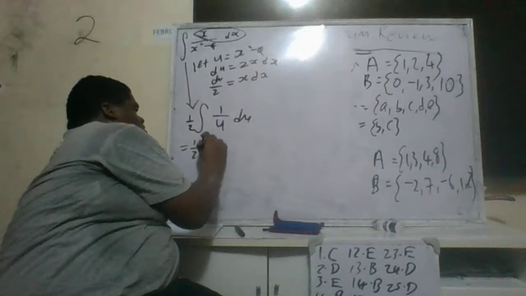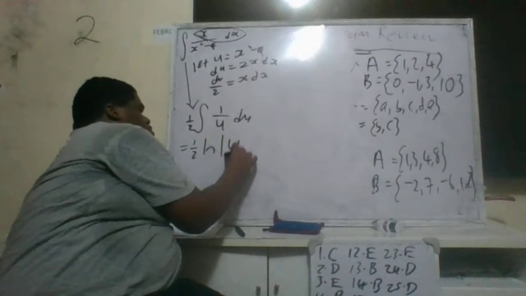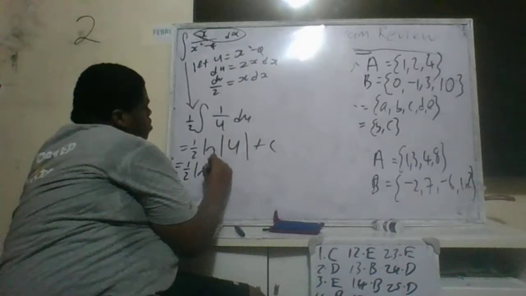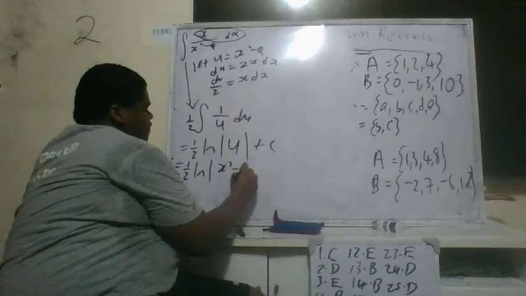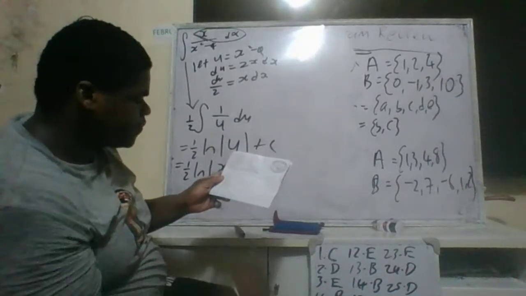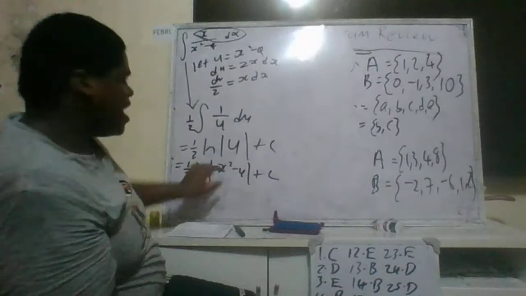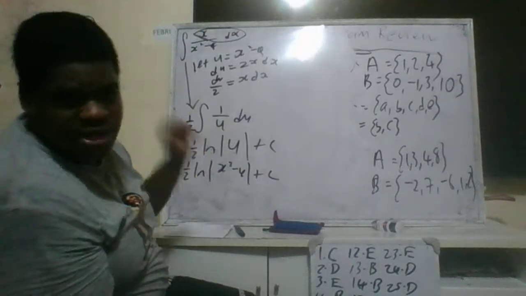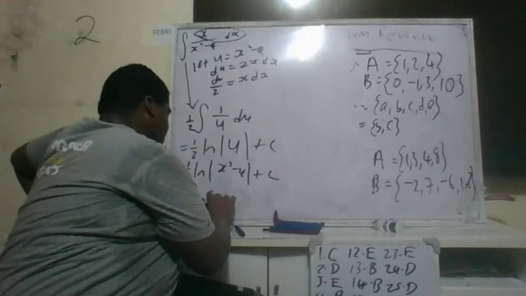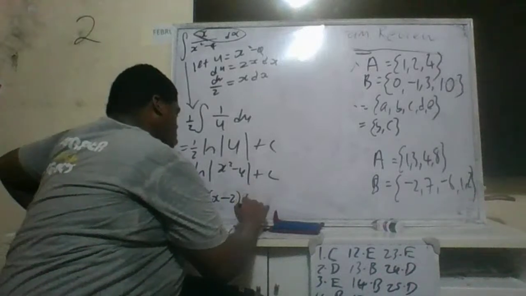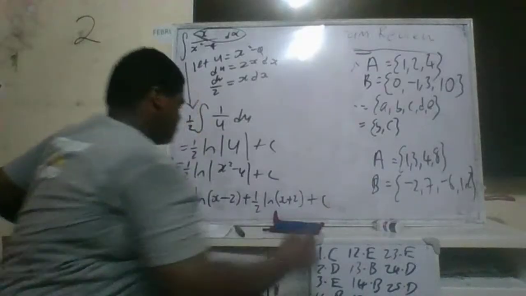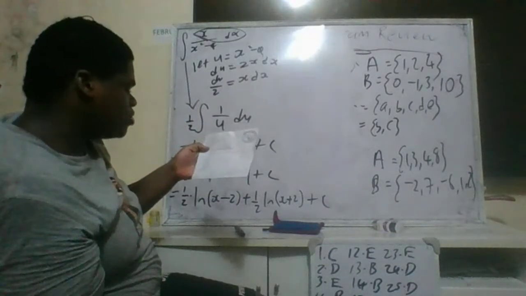So this is equal to 1 over 2 times the natural log of the absolute value of u plus c. This is 1 over 2 times the natural log of x squared minus 4 plus c. Now, this answer is not inside the options exactly, but you can force it in. Remember that x squared minus 4 is equal to x minus 2 times x plus 2. So this will be equal to 1 over 2 times the natural log of x minus 2 plus 1 over 2 times the natural log of x plus 2 plus c. And this is equal to Option D.